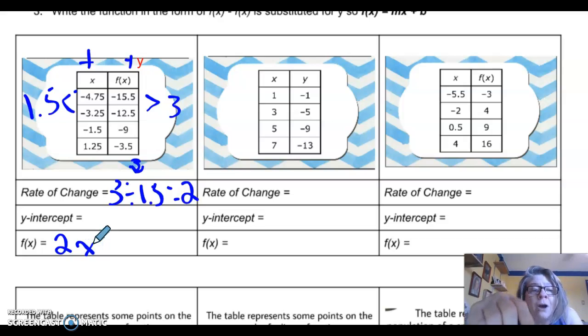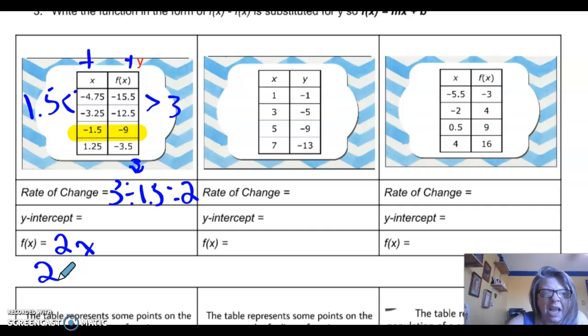Now I need to figure out how to get to the next number. What I notice here is that this point gives me a nice easy number to get to, so I'm going to use that point and substitute that in. This goes with what we were doing in the last assignment with function tables, but I have to figure out what I have to add to get to the answer. So 2 times negative 1.5 equals negative 3.